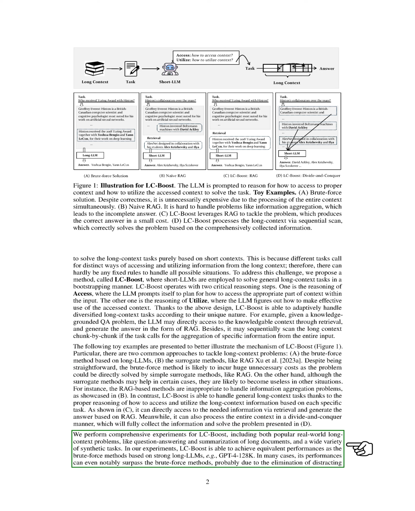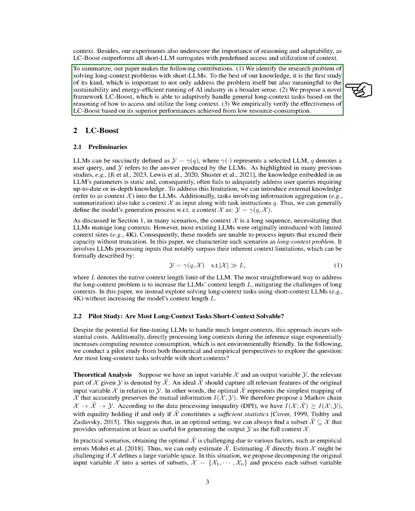We conduct experiments to evaluate LC-Boost on various real-world long context problems like question answering and document summarization, as well as synthetic tasks. Our results show that LC-Boost performs comparably to strong long LLMs like GPT-4 128K and even outperforms them in some cases by eliminating irrelevant context. Additionally, LC-Boost surpasses short LLM surrogates with predefined context access and utilization strategies, highlighting the importance of reasoning and adaptability in solving long context tasks efficiently.